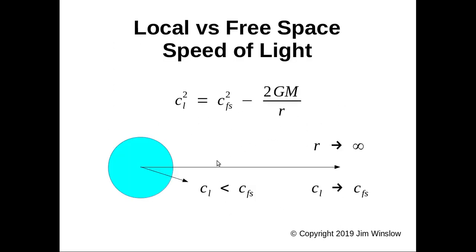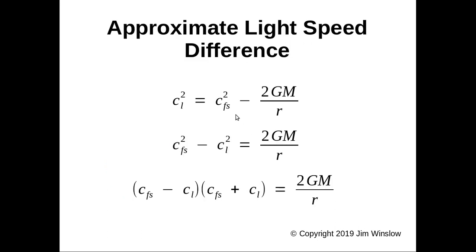Well, here's the equation. Let's say you have a large massive object. You plug M into the equation. r is the distance from the center of the large massive object. As r goes to infinity, this term goes to 0 and cL approaches cFS. As r gets smaller, this term becomes larger, subtracts from cFS squared, and cL squared becomes less. So as you approach the large massive object, the local speed of light decreases. And as you go to infinity, the speed of light approaches cFS, which is the free space speed of light. So we're going to try to figure out what that free space speed of light is.